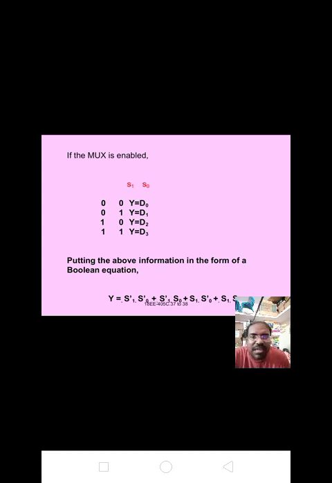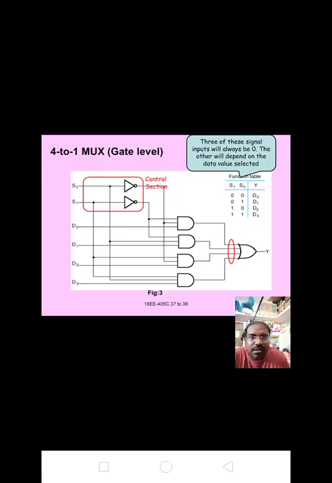It is the Boolean equation for the mux. Here I have drawn the 4 into 1 mux gate level diagram. See here, the functional table is also given. S1 S0, Y: 0 0 is D0, 0 1 is D1, 1 0 is D2, 1 1 is D3. Here the input lines are the select lines S0, S1.